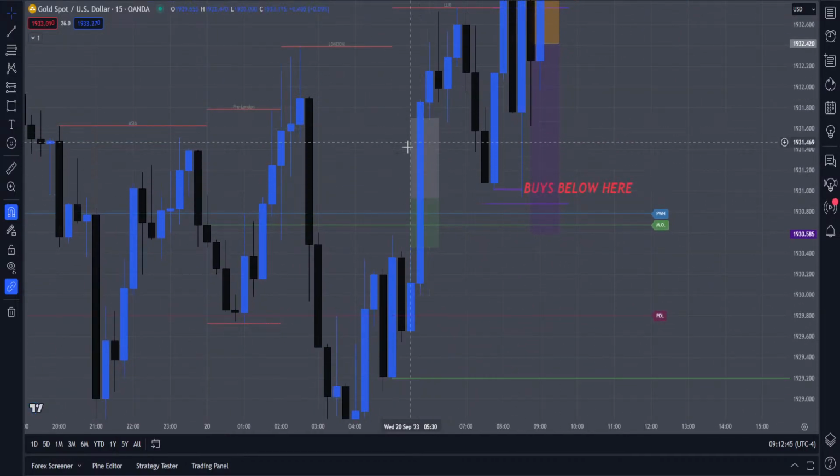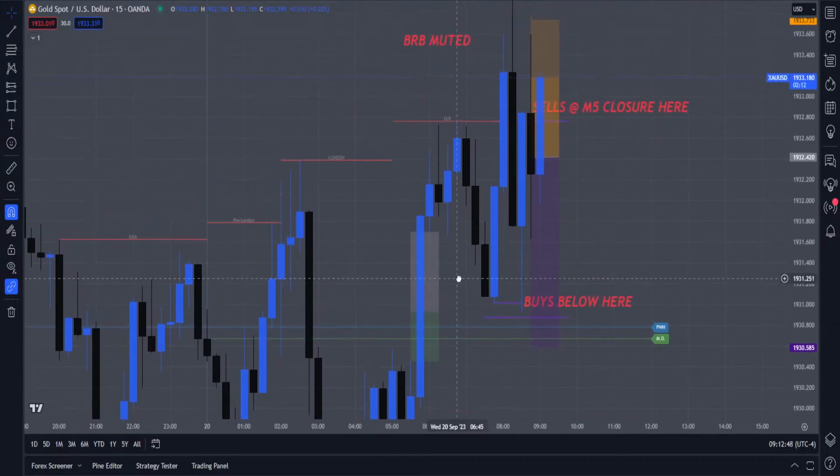It bounced off of this imbalance right here. Looks like it wants to be bullish. Let's take a look at the stop loss, it will increase to 0.5%. So in total we would have lost about 1% for the day if this continues going up.